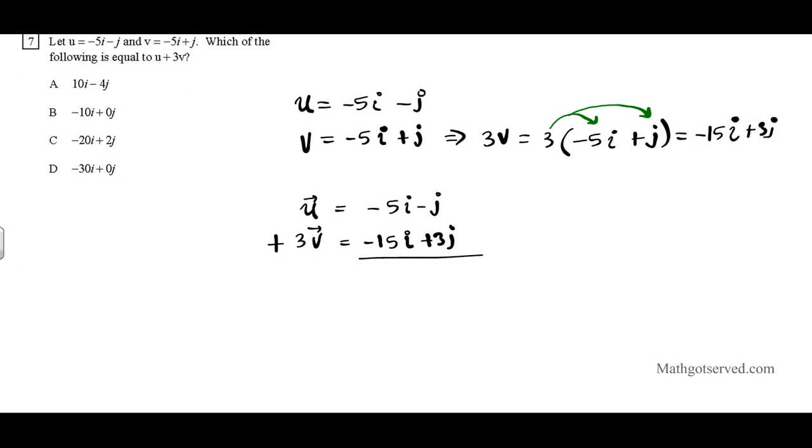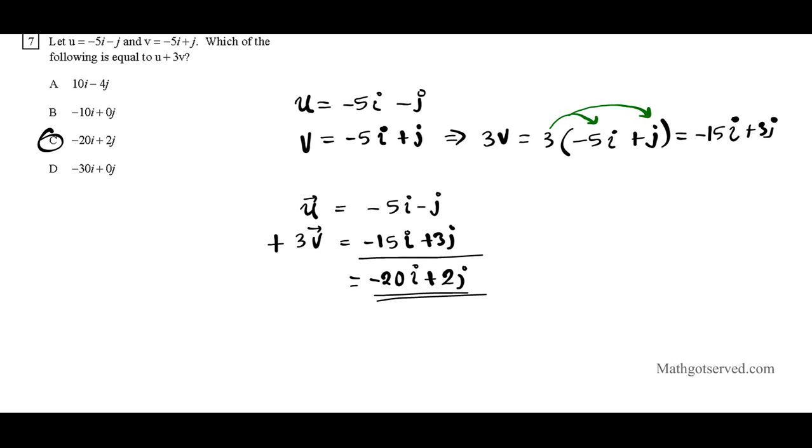We're going to add them vertically. So let's go ahead and do that. Negative 5 minus 15 is negative 20, negative 20i, and then negative j plus 3 is plus 2j. Okay, negative 20i plus 2j is what is equal to u plus 3v. So our answer is option C.